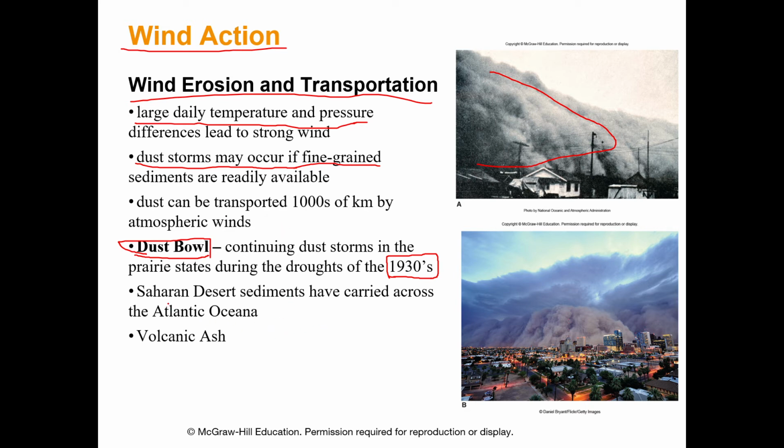Anyway, these sediments from this dust can also be carried extremely far. There's Saharan desert dust, really fine-grained sediment, and it gets carried all the way across the Atlantic Ocean. Volcanic ash as well can be blown and carried quite far.